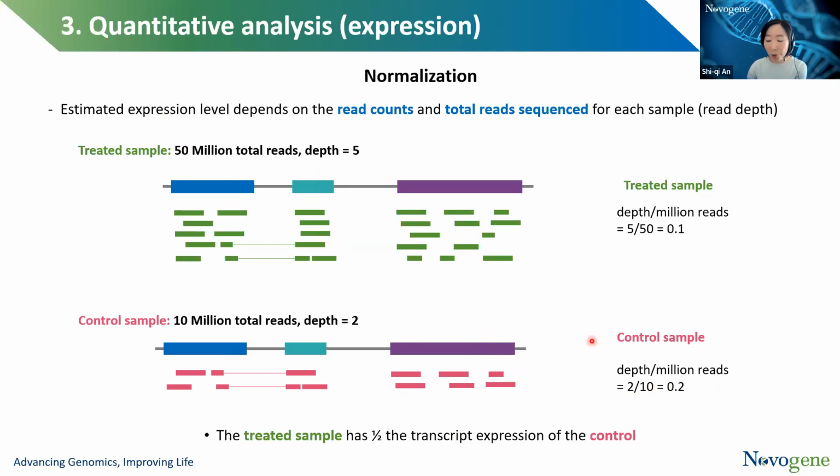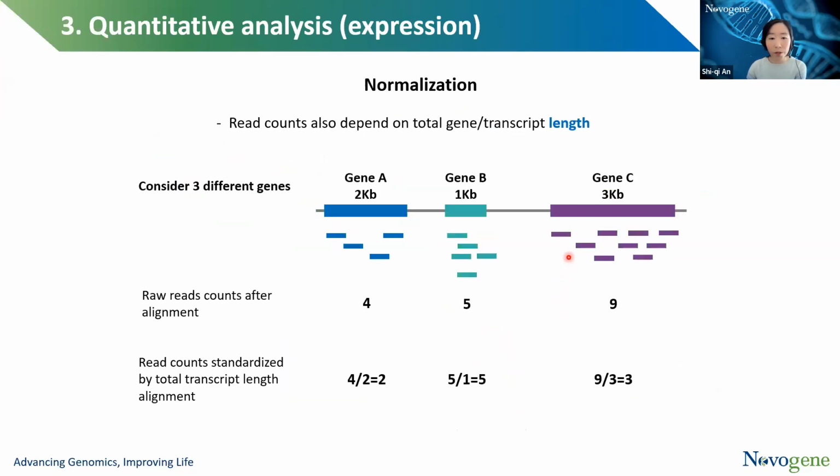Now, this is really between two different samples, but how about within one sample but different genes? The read counts also depend on the total gene or transcript length. This is within a sample, but the genes have different lengths. Here's another example. You have genes A, B, and C, and they have different lengths: 2, 1, and 3 kb. For gene A, you have 4 reads mapped there, for gene B, you have 5, and for gene C, you have 9.